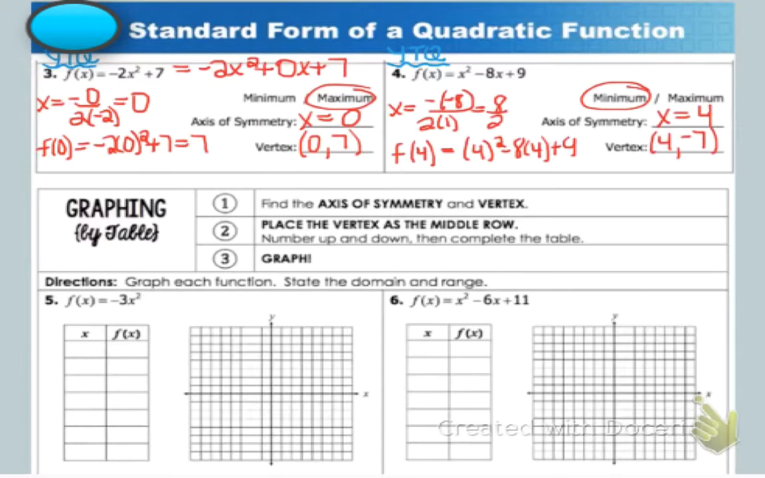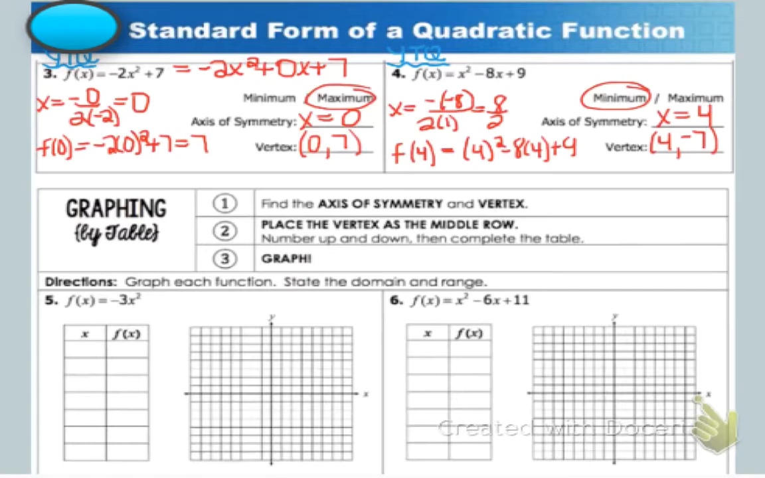All right, so thank you for trying those and tuning back in. So let's take a moment and check our answers. Number 3 represents a maximum. The vertex would represent a maximum. The axis of symmetry is the vertical line x equals 0, which again is the y-axis. The vertex is at (0, 7).